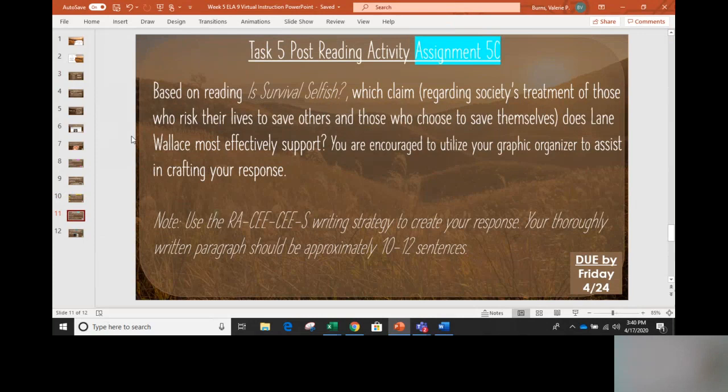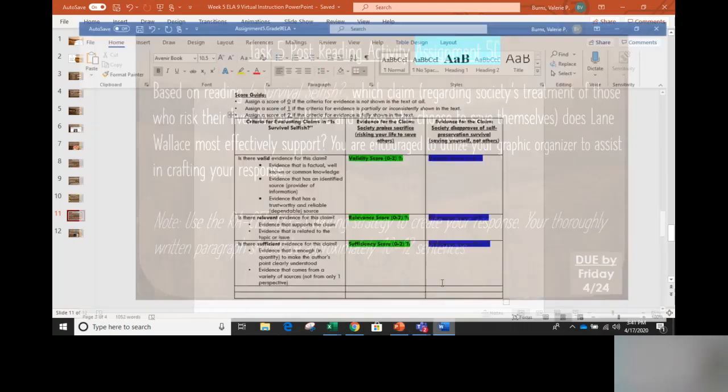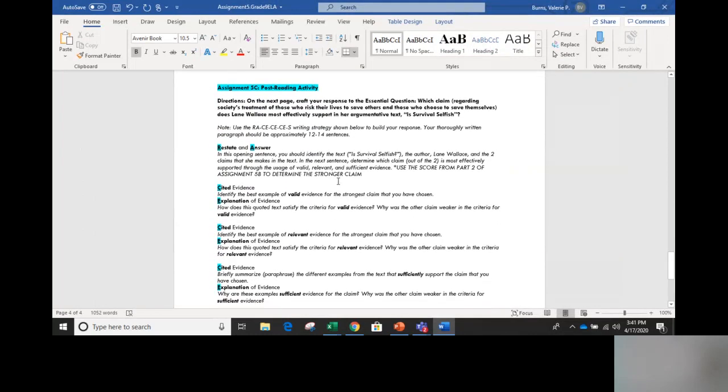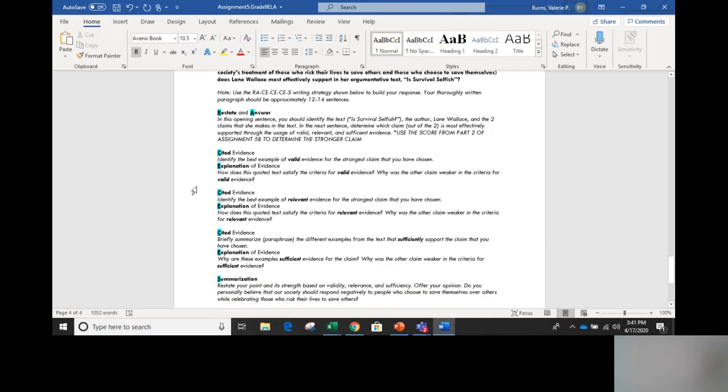Okay. Lastly, we have our post-reading activity, which is assignment 5C. Based on reading Is Survival Selfish, which claim regarding society's treatment of those who risk their lives to save others and those who choose to save themselves does Lane Wallace most effectively support? You are encouraged to utilize your graphic organizer to assist in crafting your response. So as always, that is going to go right here. But if you are listening this far, you are not required to do this week. All I want you to do is type in next to post-reading activity, Mrs. Burns, I watch your videos, and then you don't have to do it, and I will accept that answer.